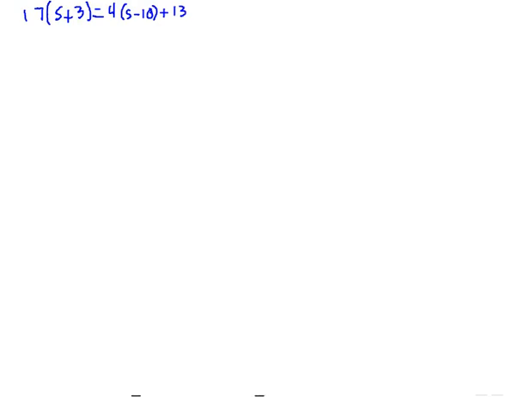Okay, now we'd like to take a look at another example where we do have some parentheses. This next example is 17 times the quantity s plus 3 is equal to 4 times the quantity s minus 10, plus 13. The first thing I would do is use the distributive property separately on both sides, in order to simplify both sides. On the left side, we'd get 17s plus, well, 3 times 17, what is that? 51. So 17s plus 51 is equal to 4s minus 40 plus 13.